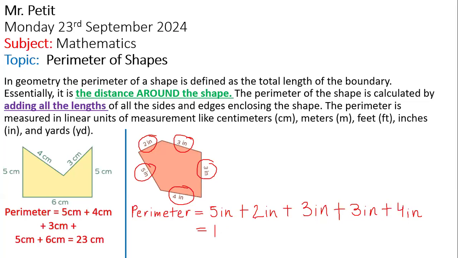5 plus 2 is 7. 7 plus 3 is 10. 10 plus 3 is 13. And 13 plus 4 is 17. That's definitely 17 inches.